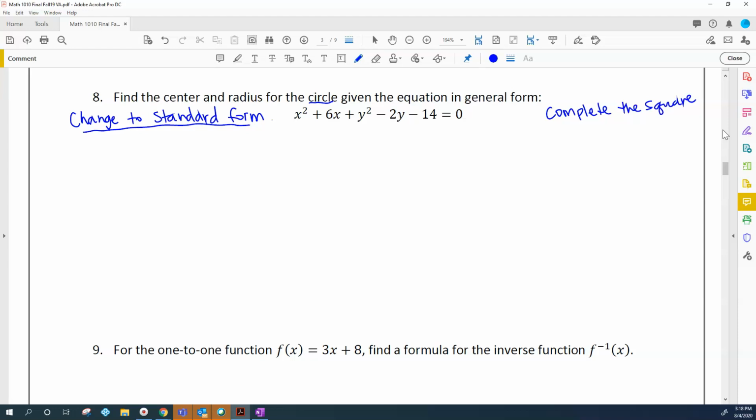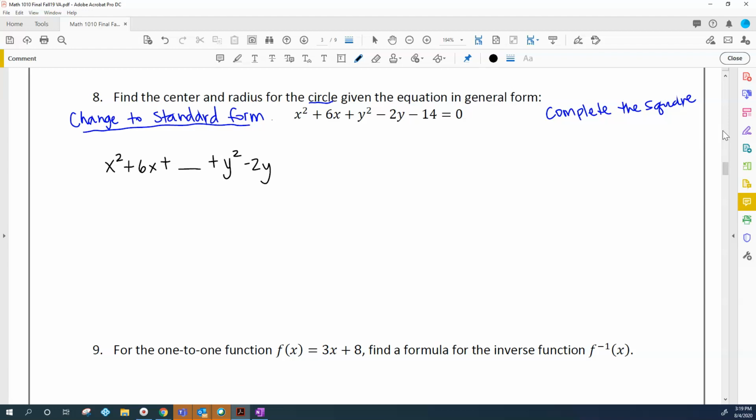So I'm going to write this out. This is what it says originally. I've got my x squared plus 6x. So I need my x's together plus blank, because I'm trying to make this into a perfect square trinomial. That's the whole thing that I'm doing with complete the square. Then I need to put my y's together, so plus y squared minus 2y.